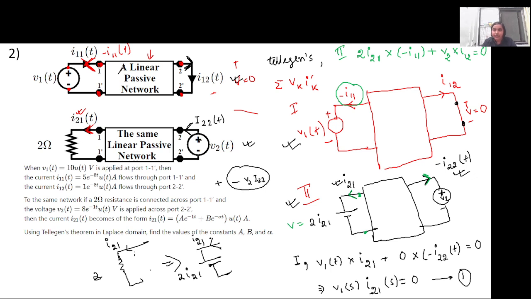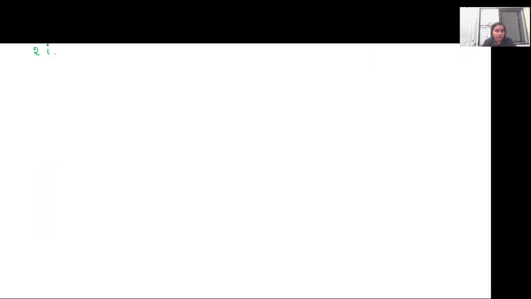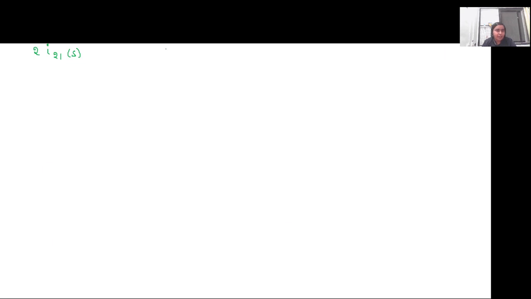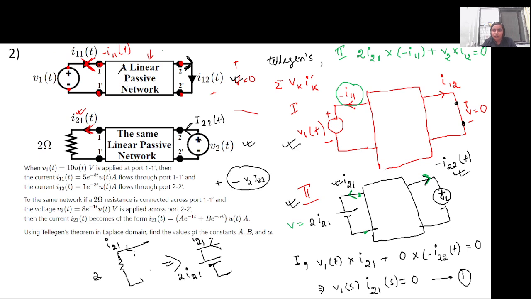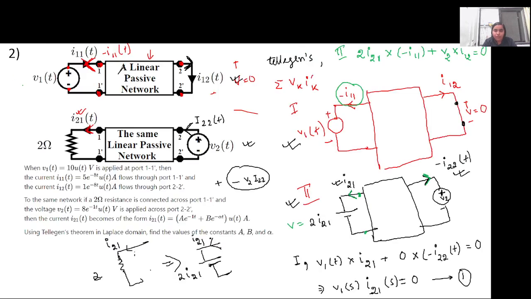Now I am simply writing it in the S domain. So it will be 2 I21(S), this minus sign I am taking outside, into I11(S), plus V2(S) into I12(S), equal to 0. This is the second equation. So the first equation is equal to 0, and the second equation is also equal to 0.